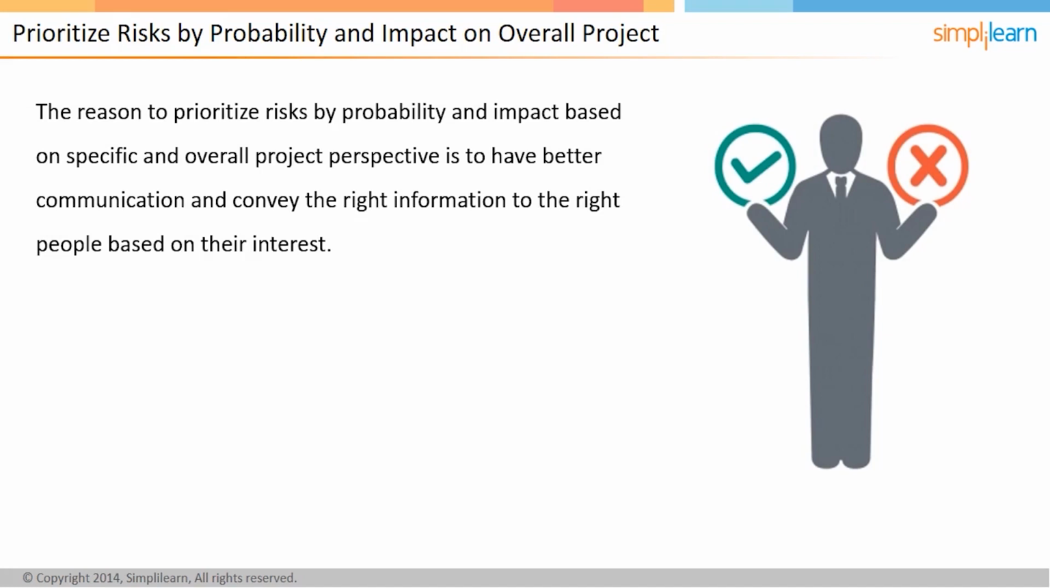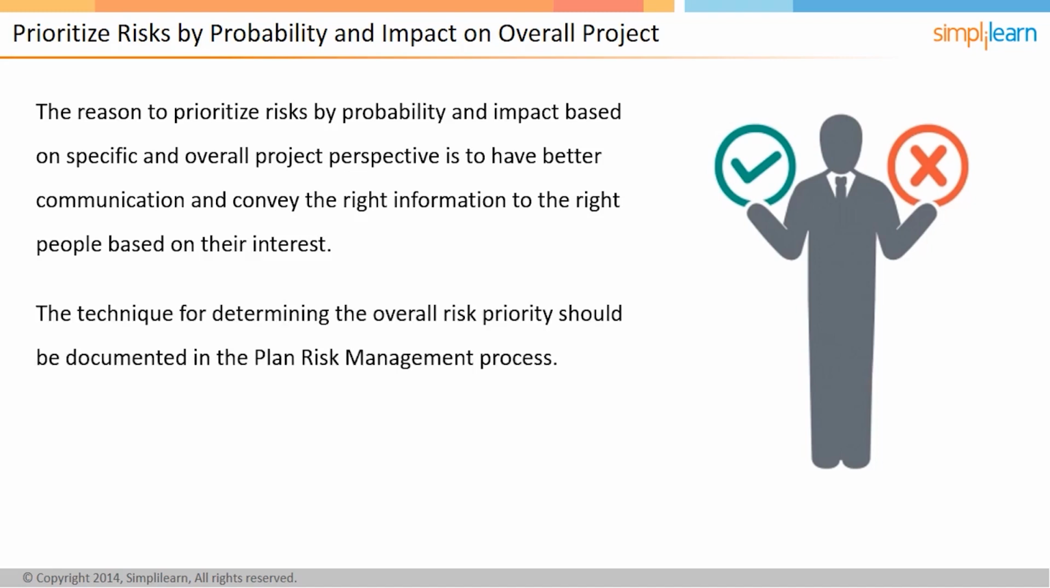It is also done to convey the right information to the right people based on their interests. When a single risk prioritization index is needed, the organization should be explicit about how that index is created. Usually, the index reflects the organization's preference among the objectives. The technique for determining the overall risk priority should be documented in the plan risk management process.